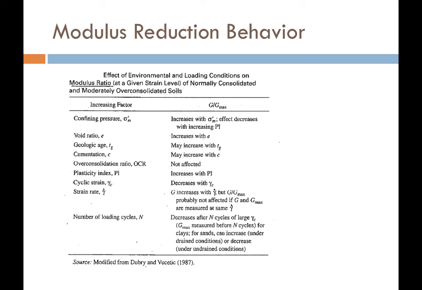So here's a table out of the Kramer textbook, and it's actually taken from a famous or a classic source on soil dynamics, Professor Ricardo Dobry and his colleague Vucetic from RPI in New York. Very famous researchers that are experts in soil dynamics. They produced this summary of factors and how they impact G over G max. So you can see things like geologic age, cementation of the soil, cyclic strain, PI, overconsolidation ratio, all those things, and how G over G max is impacted by these factors. I recommend that you be very familiar with this table and understand how each of these different factors could impact the behavior of the modulus reduction curves.